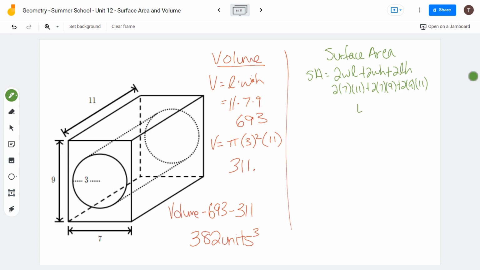That's 478. Now the cylinder formula is 2 pi r squared plus 2 pi r h. So that'd be 2 times pi times 3 squared plus 2 times pi times 3 times 11. That is 263.9. But let's think about this.